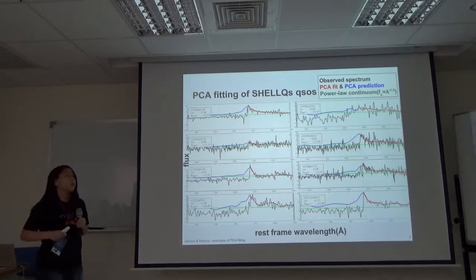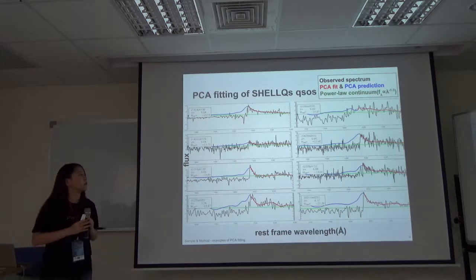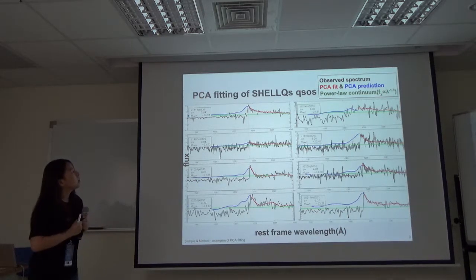Okay, so this is our PCA fitting to the SHELLQs quasars. This is some example. So now we have a better fitting on the transmission, and we can measure the transmission profile better.